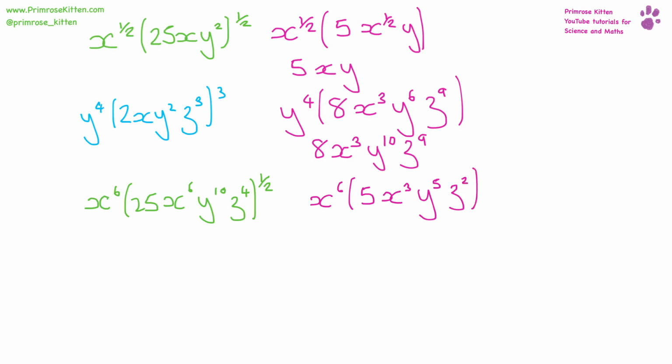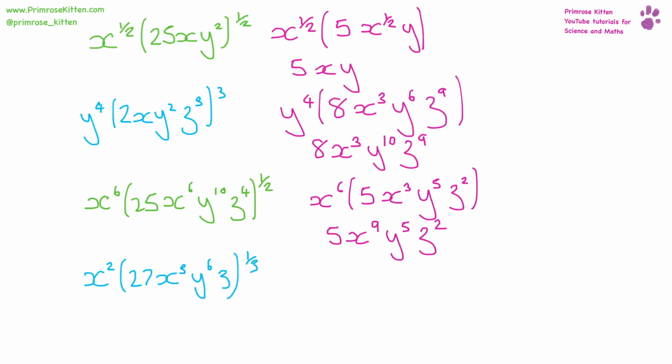Now we need to multiply out the brackets. That is going to give us 5. x to the 6 times x to the 3. We need to add those together, giving us x to the 9, y to the 5, z to the 2.